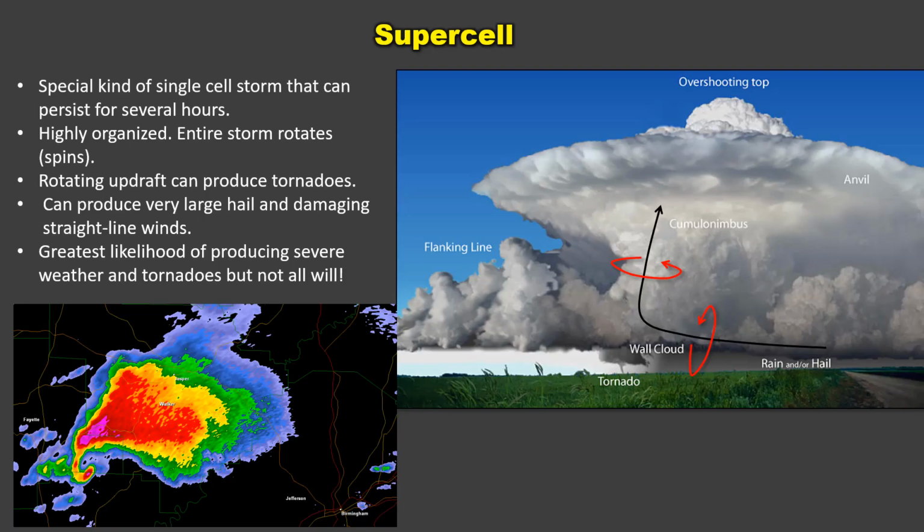The supercell is a special kind of single-cell storm that can persist for several hours. These are highly organized. In a supercell, the entire storm rotates or spins. The rotating updraft can produce tornadoes, very large hail, and damaging straight-line winds. This storm type has the greatest likelihood of producing severe weather and tornadoes, but not all will.